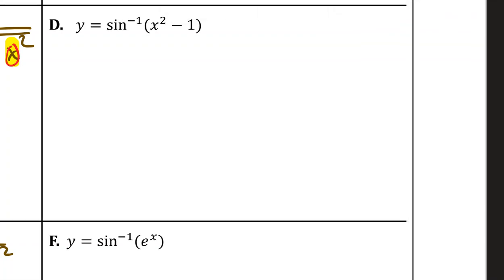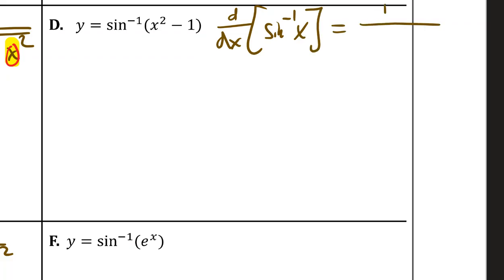Okay, so for D, I can see I'm going to need the derivative of inverse sine. The first thing I'm going to think about is that if it's just the plain inverse sine of x, that's one of the two I absolutely must memorize: 1 over the square root of 1 minus x squared, where x squared is really just the thing you're taking the derivative of inverse sine of. In this case, that's x squared minus 1.